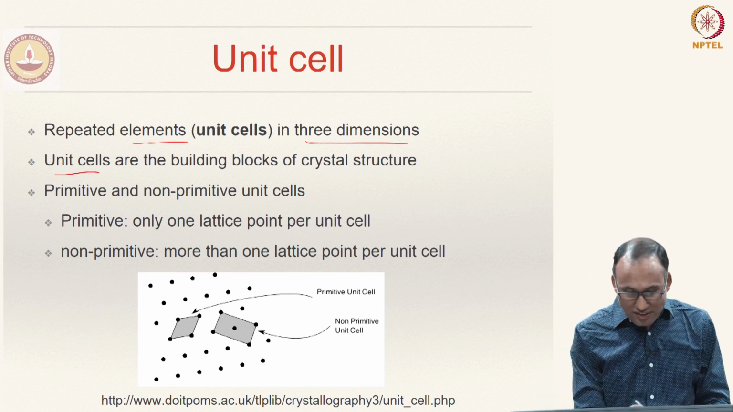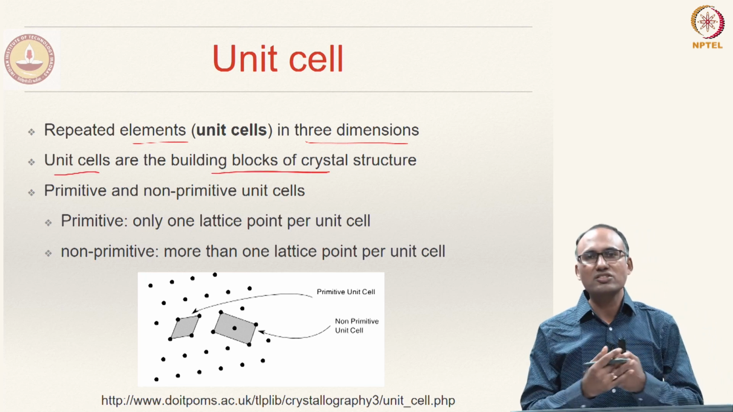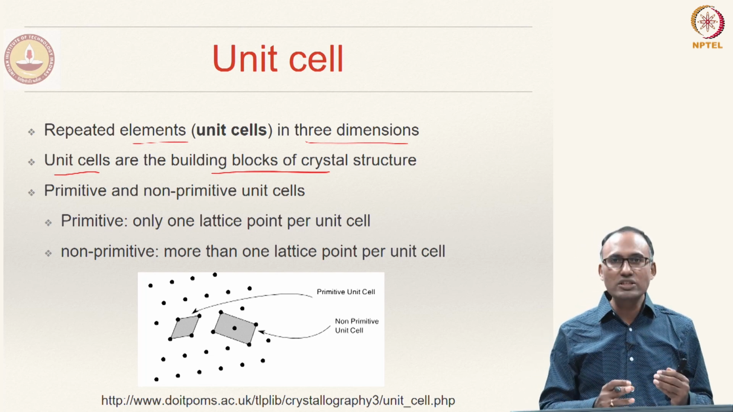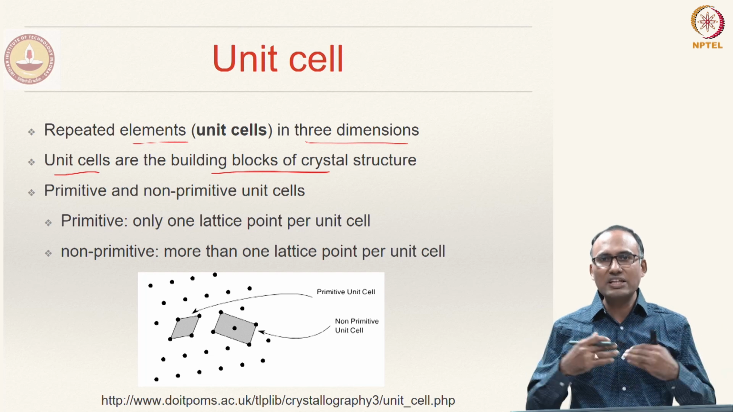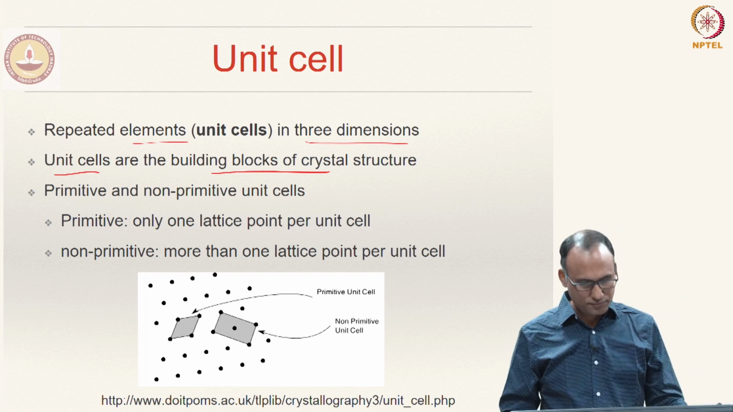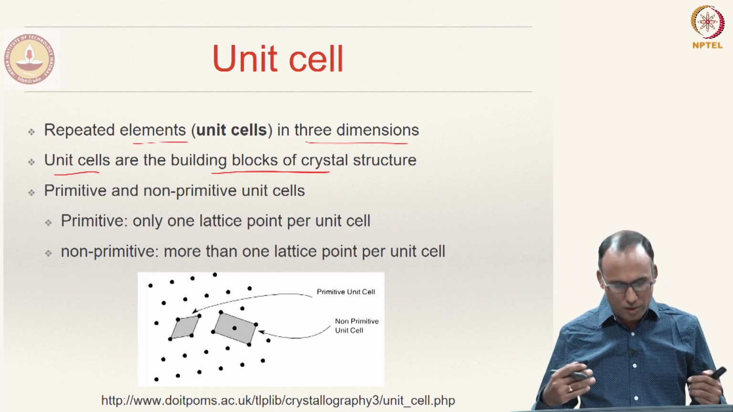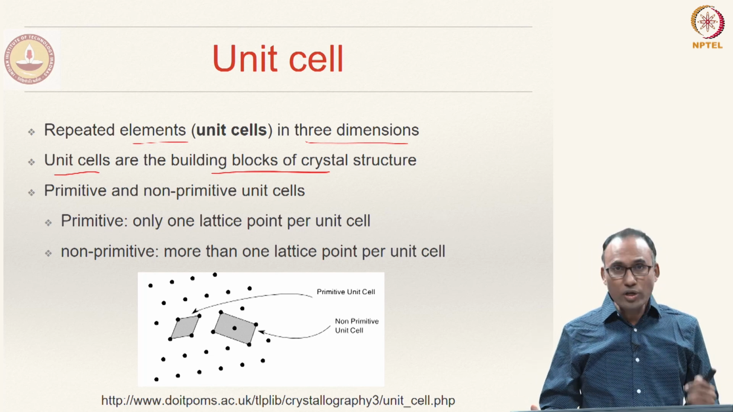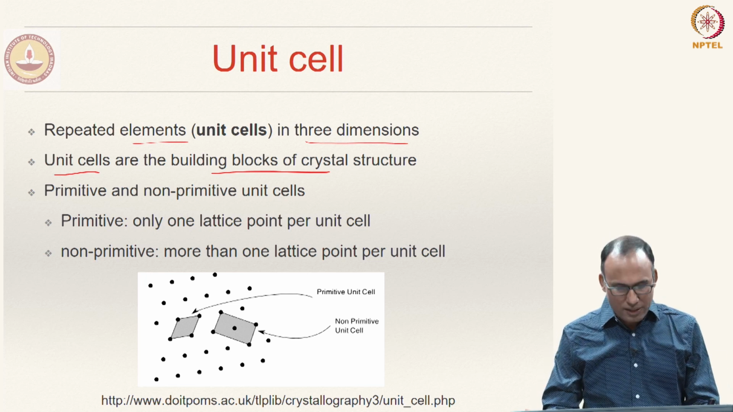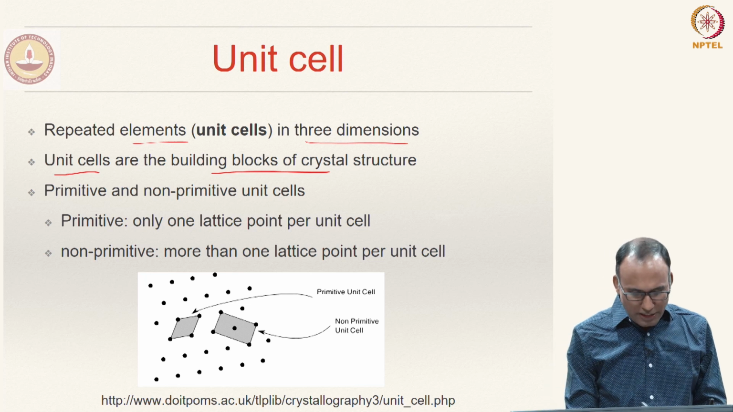So, unit cells are the building blocks of our crystal structure. You take a unit cell and then span them in 3D in all three directions, and that is when you will get a crystal. All right. So, the unit cells are classified into two primary types. One is the primitive unit cell and the other is the non-primitive unit cell.